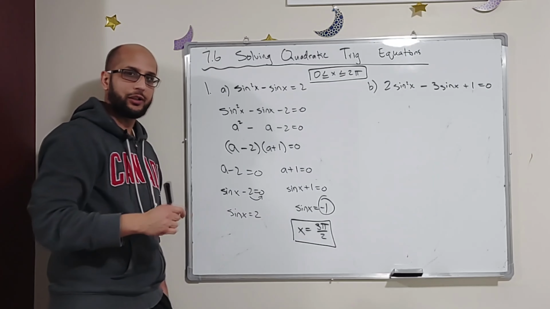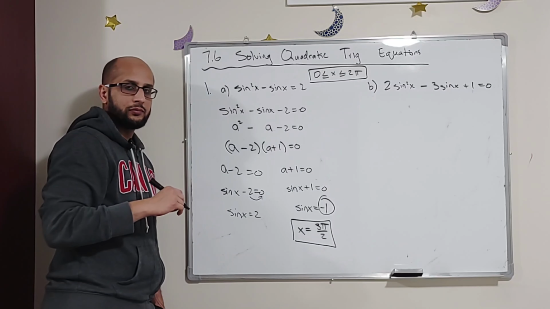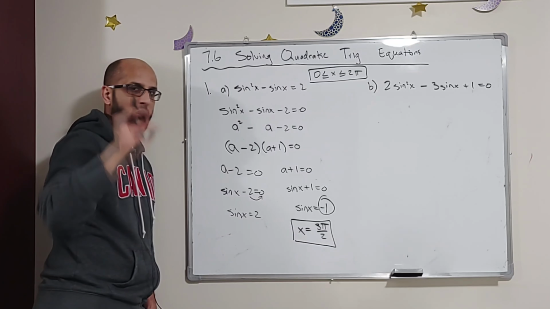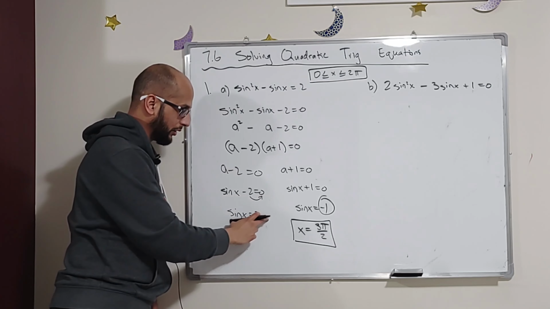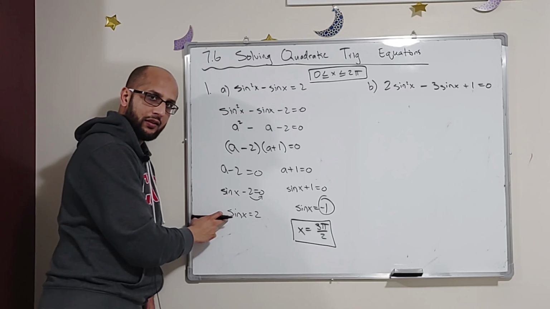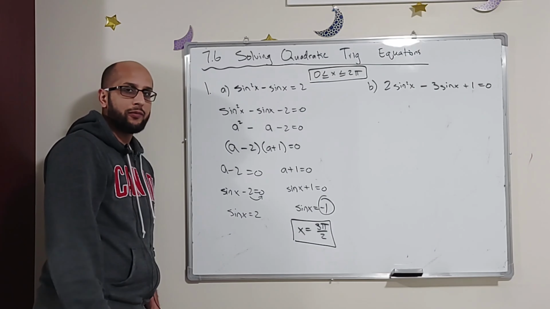This is the one that's a little bit trickier. Sine x is equal to 2. Okay, I'm going to pause 10 seconds, give you a chance to think about what is the problem here. Sine x is equal to 2. I'll tell you that it has no solution. Think about why.